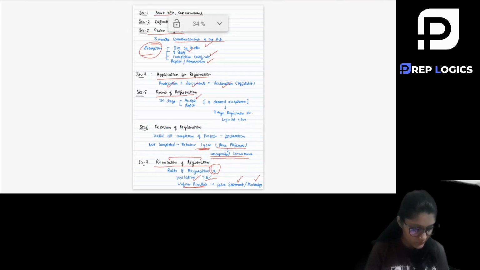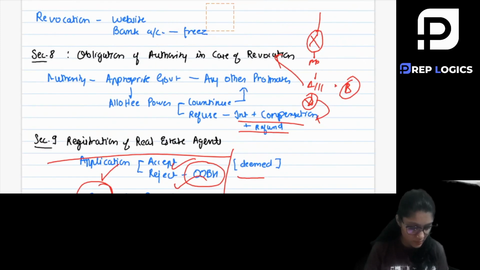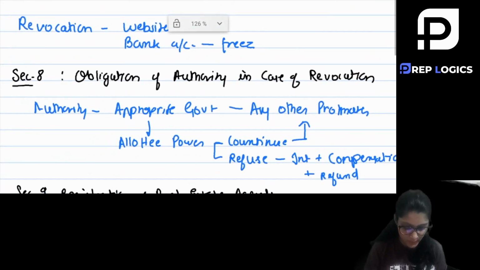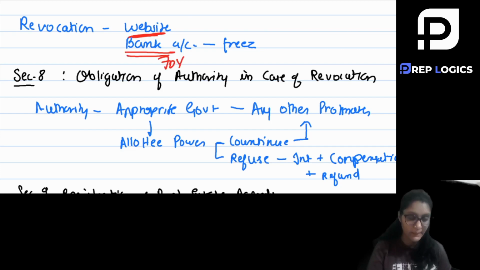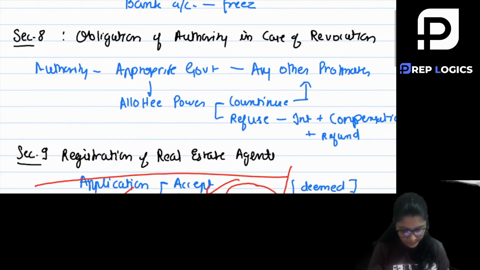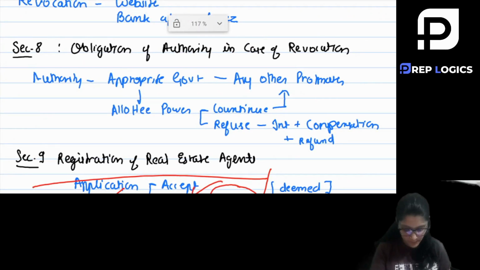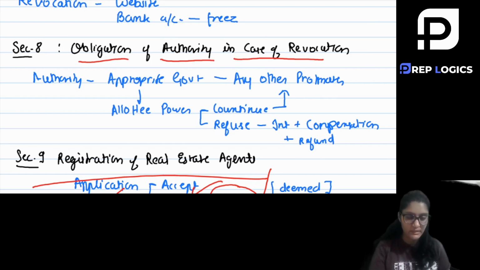Okay, and once your registration has been revoked, it will be mentioned on the website, and all your allottees will get to know that your registration has been revoked. Your bank account in which your 70% or remaining amount has been kept will be frozen. Okay, you cannot now withdraw any amount from the bank account. Now what will be the obligation of the authority in case of revocation?